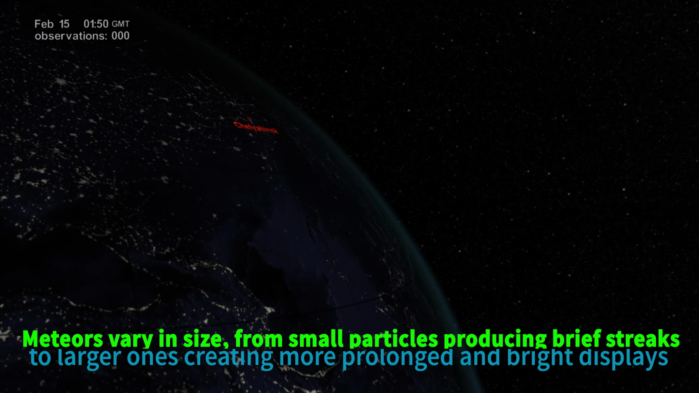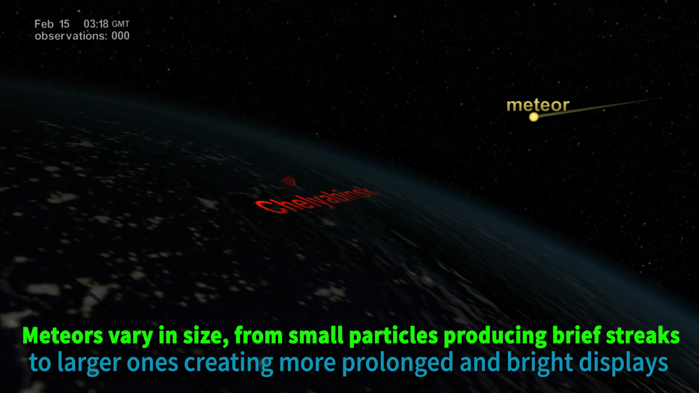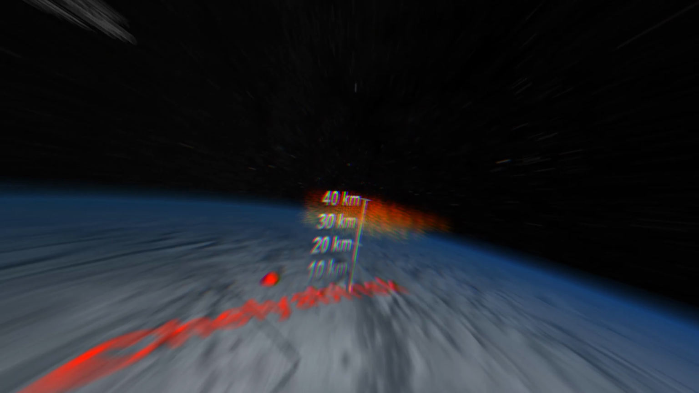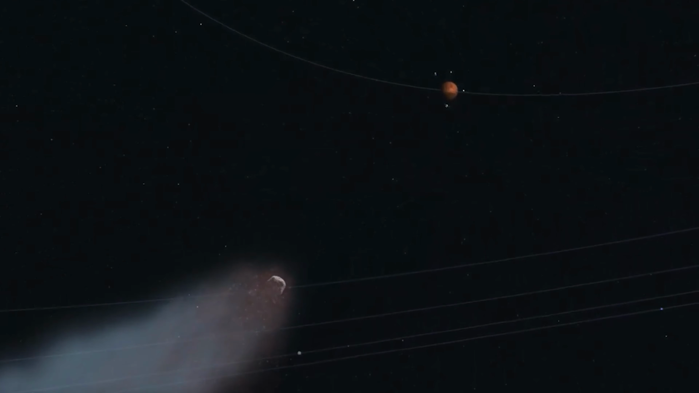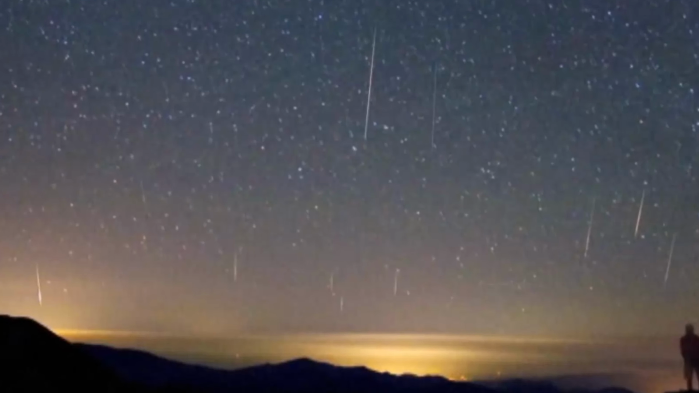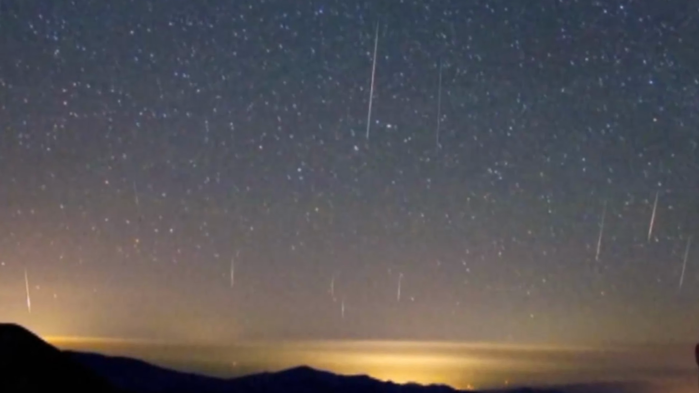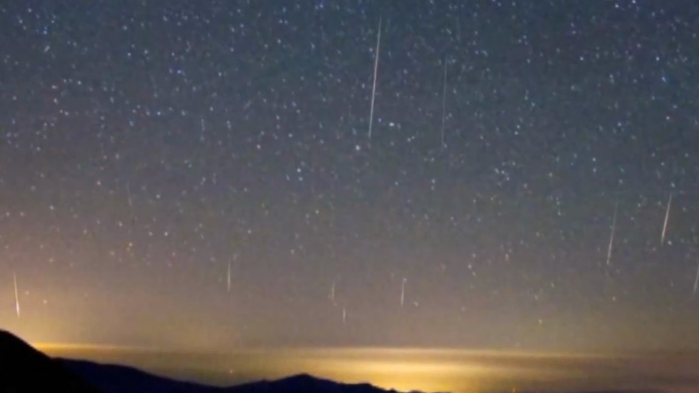Meteors vary in size from small particles producing brief streaks to larger ones creating more prolonged and bright displays. Meteoroids, the precursors to meteors, originate from various sources such as comets or asteroids. Meteor showers, which occur when Earth passes through a trail of debris left by a comet, can provide a spectacular celestial display.